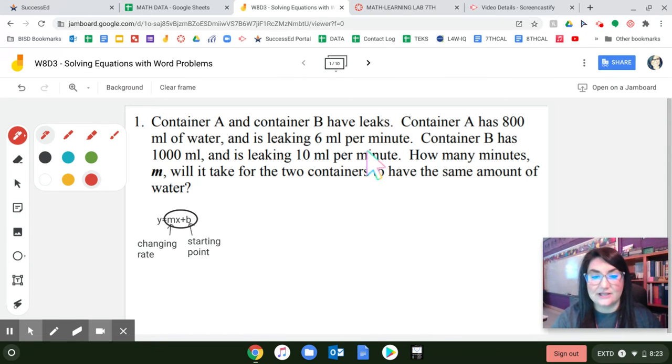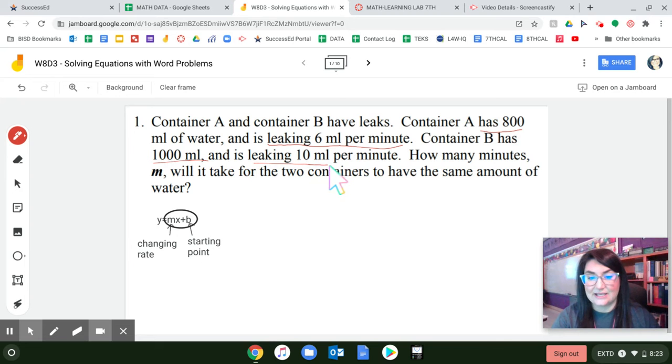You have container A, container B. So basically we're going to have A equals B, and we're going to create those sides of the equations here. Container A has 800 milliliters of water. It's leaking 6 milliliters per minute. So there's my starting point and my changing rate. Container B has 1,000 and is leaking 10 per minute. So again, there's our starting point and our changing rate.